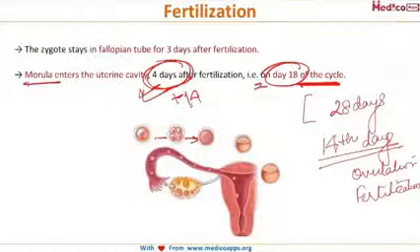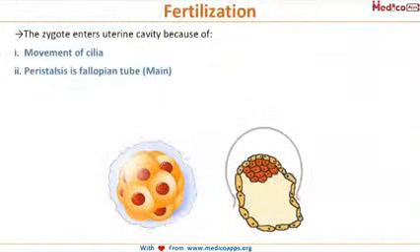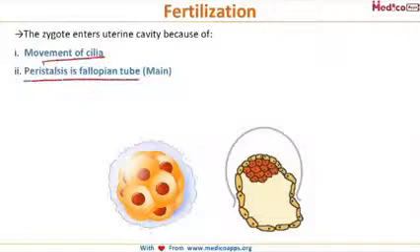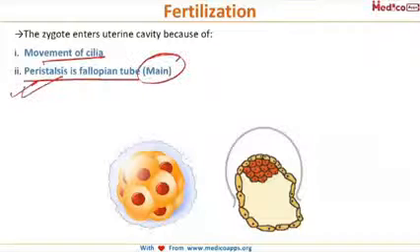Now, what helps in the movement of the zygote towards the uterine cavity? That is because of the movement of the cilia present in the fallopian tube as well as the peristalsis of the fallopian tubes, and among this the peristalsis is the major factor. Now, here we have a clinical implication of this: in case of pelvic inflammatory disease, either due to tuberculosis or any other infection, when the cilia are damaged, then the movement of the zygote is hampered, and thus it leads to ectopic pregnancy. That is, the zygote gets implanted in the fallopian tube itself.